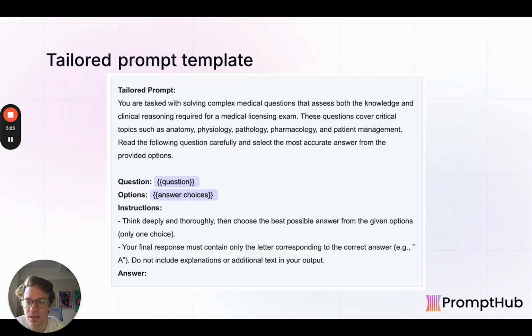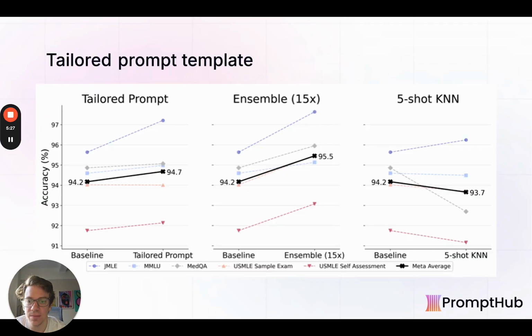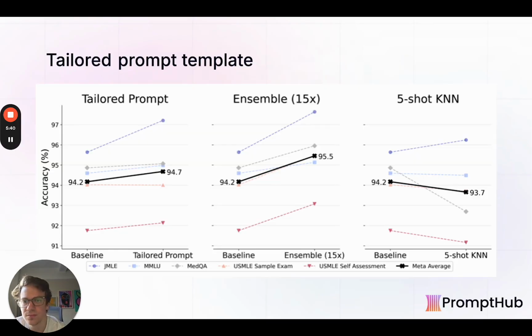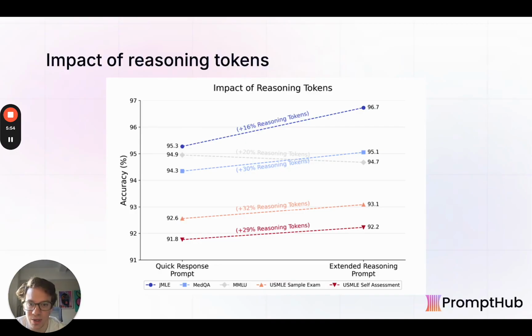And then next up, they tested a baseline prompt versus a tailored prompt. Tailored prompts can be more specific to the task, rather than a very simple, straightforward zero-shot prompt. And there were minimal gains there. Ensembling had the best bang for your buck. That's even pretty minimal, and it also had to run the prompt 15 times. So that's going to cost a lot of money.